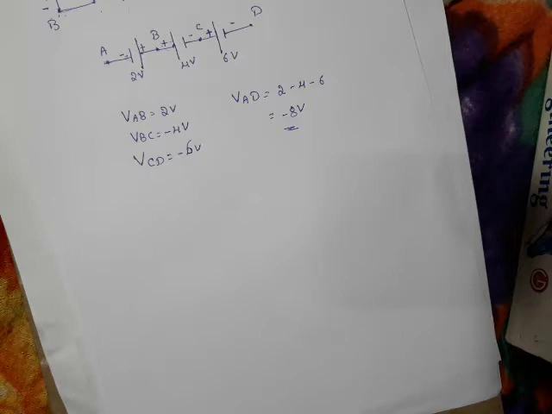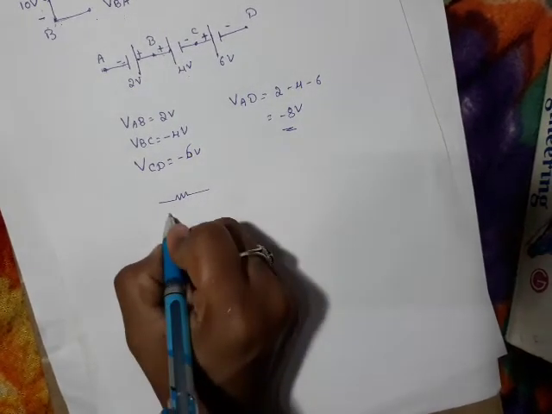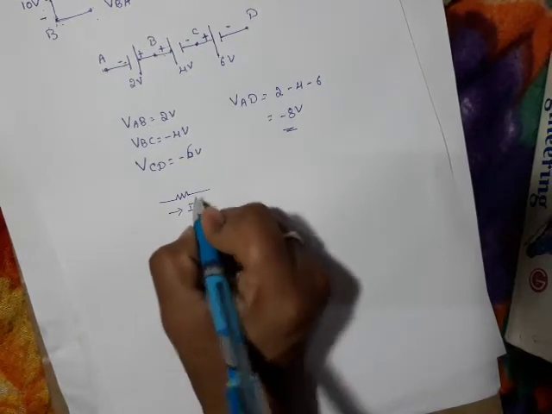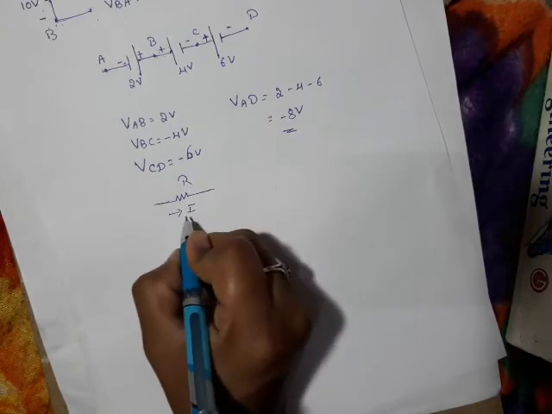Now we'll move on to the resistance, the load. When we connect a load, how do we apply KVL and KCL? Here we have a resistance R, and assume the current I is flowing through it. This is the direction of the current.